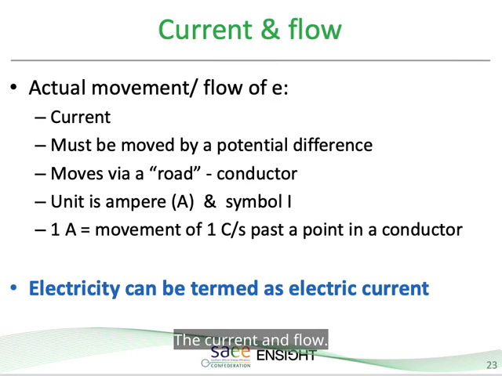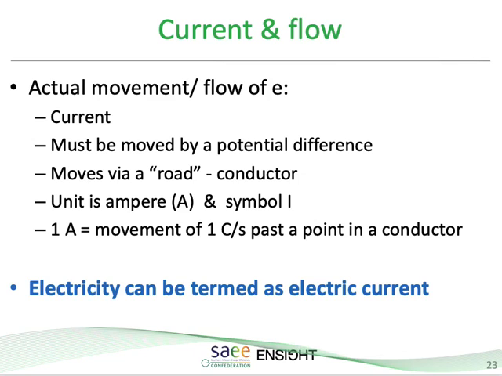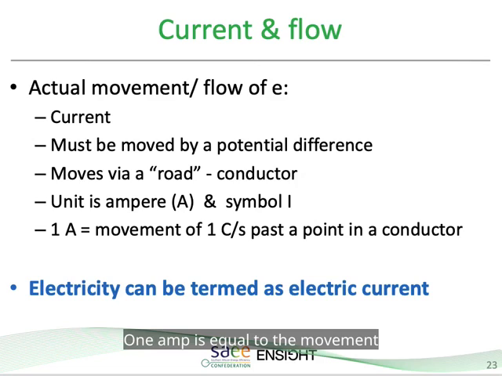The current and flow. This is the actual movement or the flow of electrons. We call this current, and it's denoted by the symbol I, measured in amperes. It must be moved by a potential difference, meaning voltage. It moves via a conductor. 1 amp is equal to the movement of 1 coulomb per second past a point in a conductor.